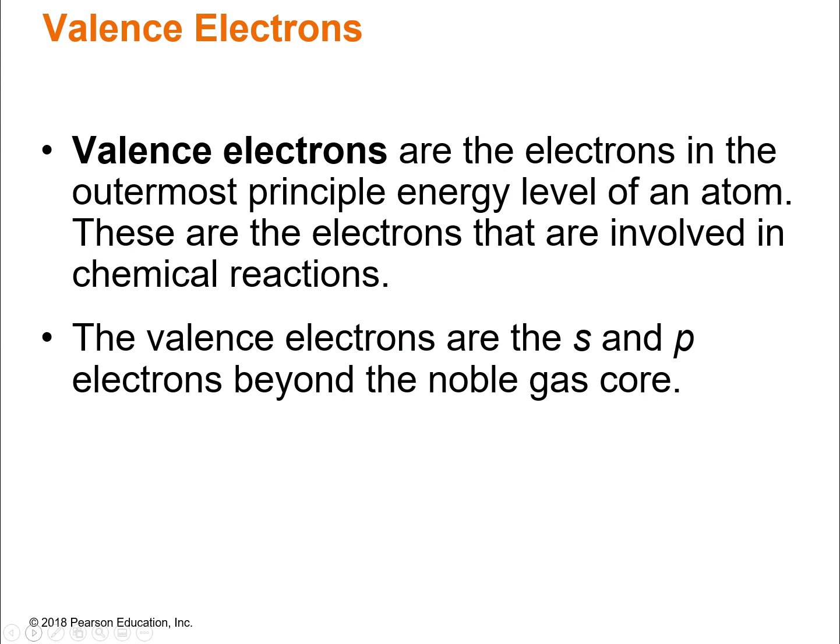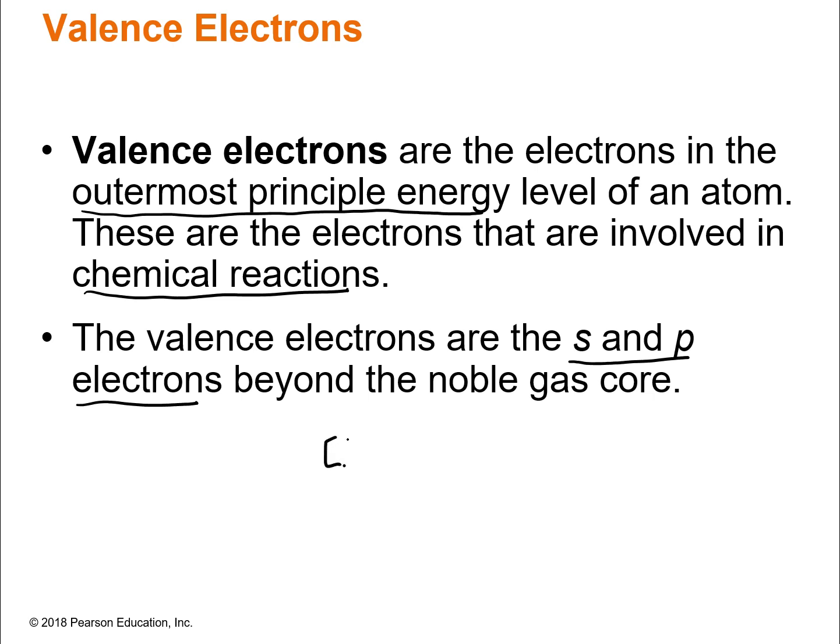Before we can talk about our final trend, we have to talk about valence electrons. Valence electrons are the ones that live in the outermost principal energy level of an atom. They are the ones that are involved in chemical reactions. The valence electrons are the s and p electrons that are beyond that noble gas core.